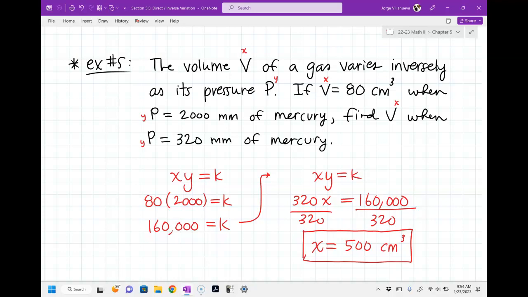Okay? So this isn't terrible. Like I said, it might look like it when you're doing the homework because you're like, oh, all these word problems. Just reassign the letters, and you should be okay.